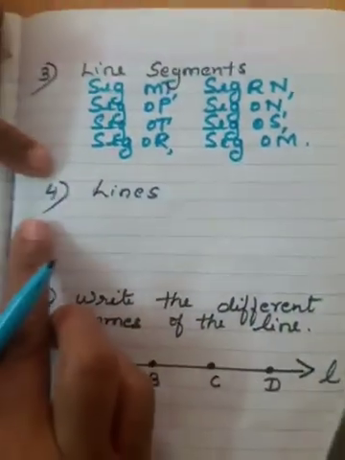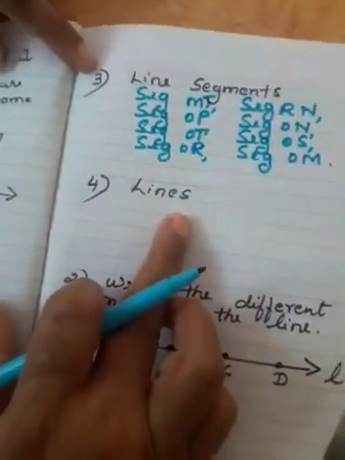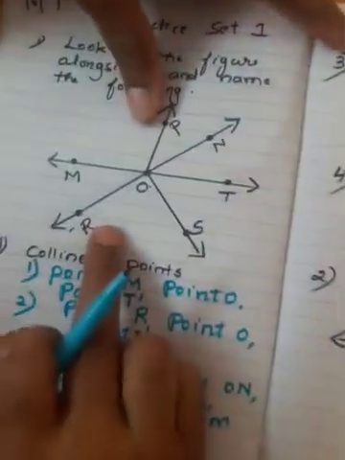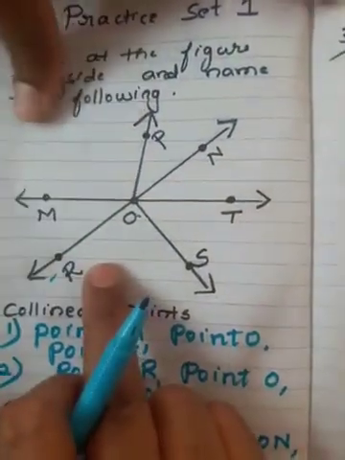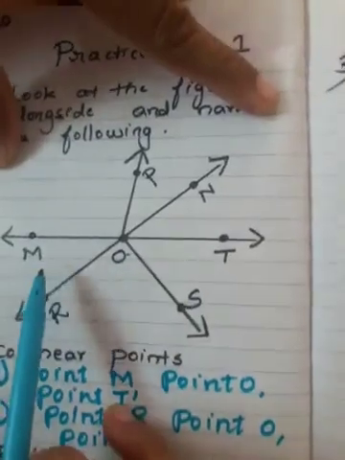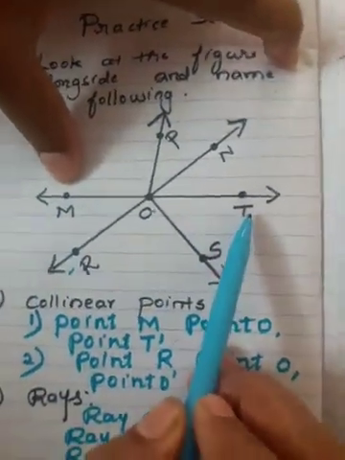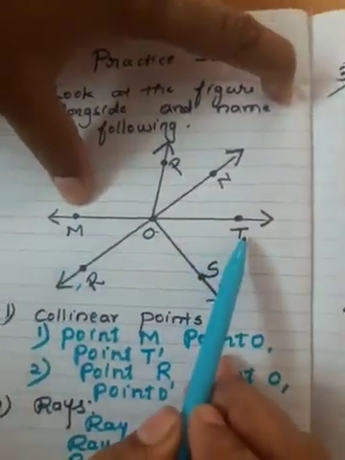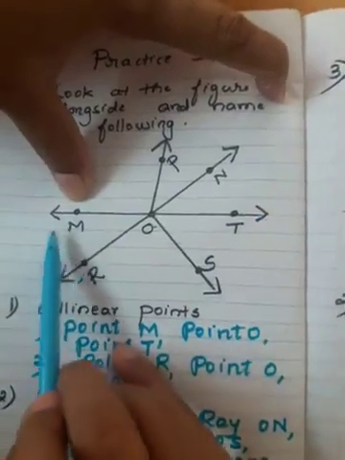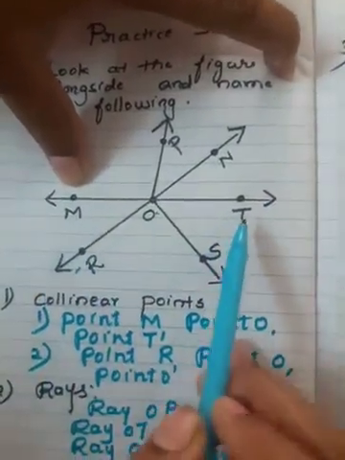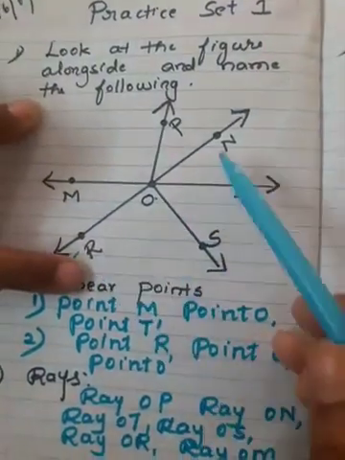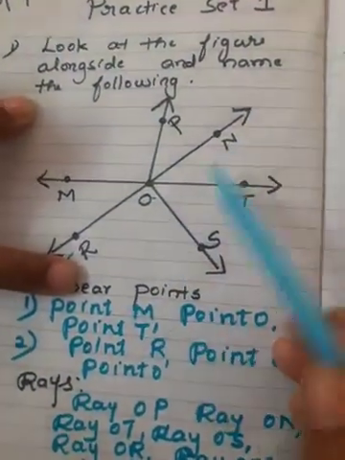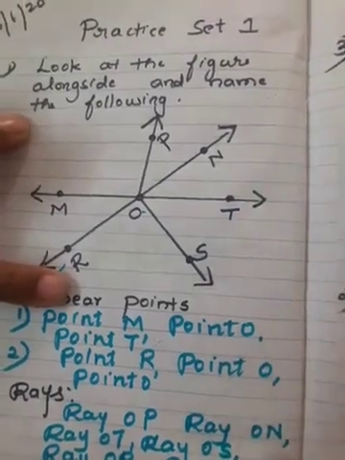Now next fourth one question is name the lines. Now look at the figure. Can you see the lines in this figure? Yes. So now look at this line. Is it a line? Yes, it is. MT is a line. You can see both the sides arrow heads. That means it is infinite. So line MT and line RN. So only 2 lines are there in this figure.